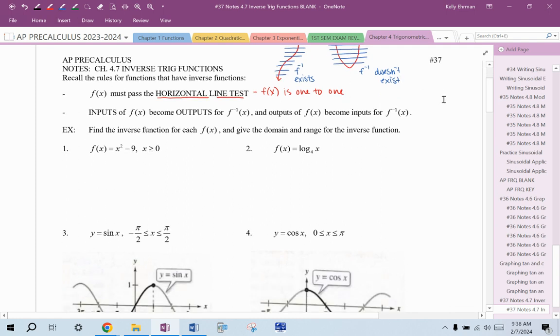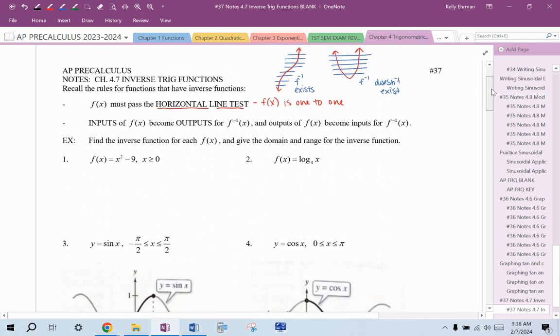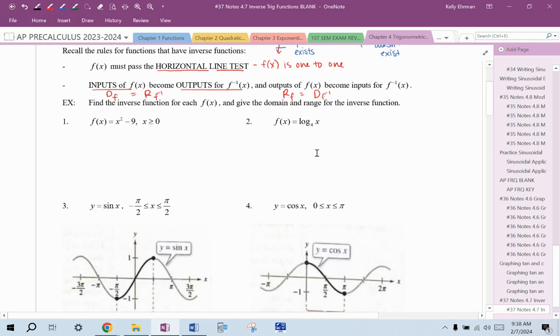And another important item that, again, we looked at a lot during the first quarter was that when you're looking at inverse functions and their counterparts, the inputs of f of x become the outputs for f inverse and vice versa. So the domain of f becomes the range of f inverse, and the range of f becomes the domain of f inverse. So before we get into inverse trig functions, let's just practice what we did in the beginning of the year.